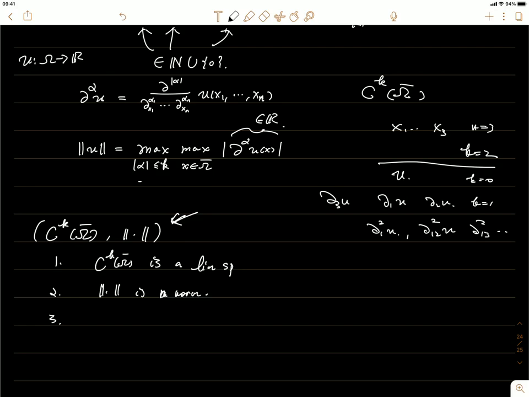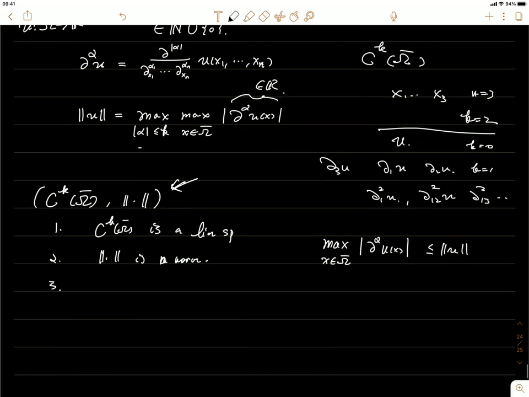I want to first make a remark similar to the remark I made earlier. Because this is taking the maximum for the alpha, if you choose a specific alpha, it has to be less than or equal to this norm of u, right? So that means if I take any specific alpha, then the maximum value of this must be bounded by the norm of u, okay, for any specific alpha. So I'm going to use this fact to show that this space is complete.